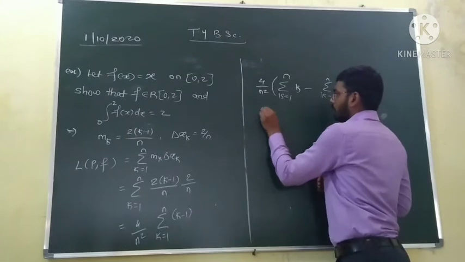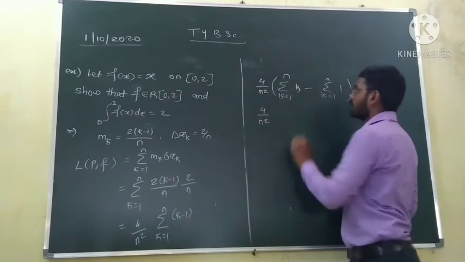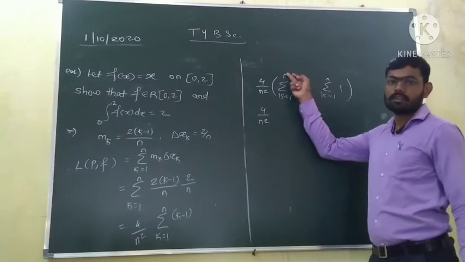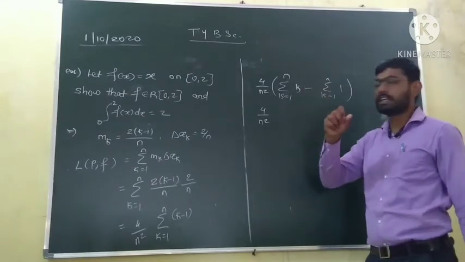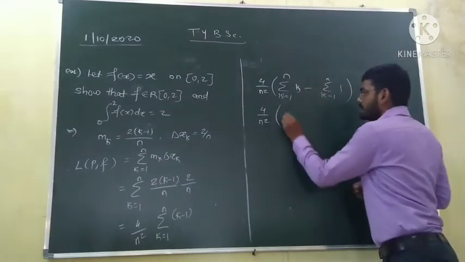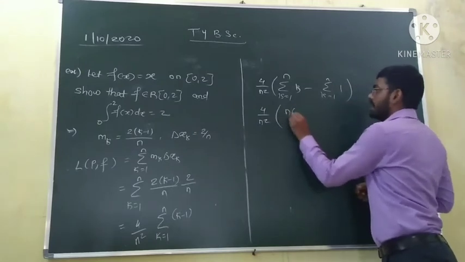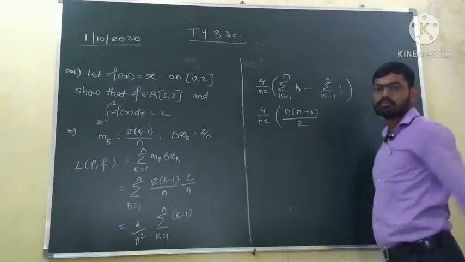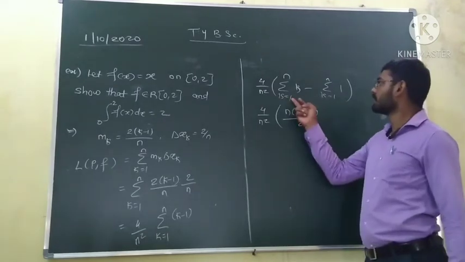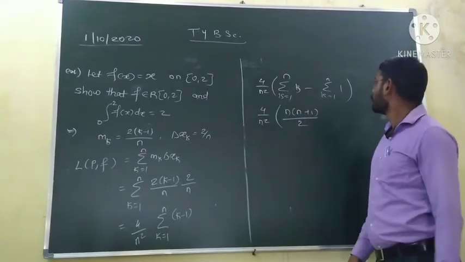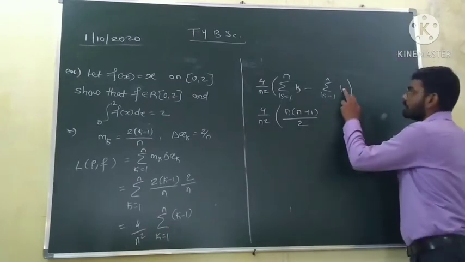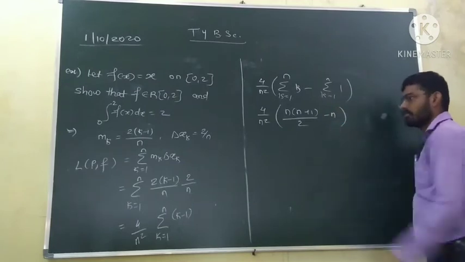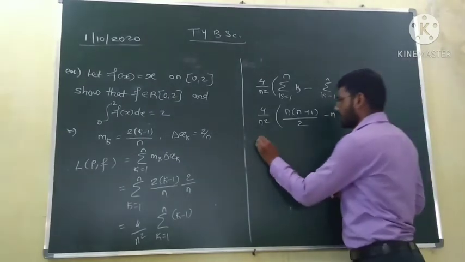So this becomes 4 by n square. Now we know the sum of k, k varies from 1 to n, has a formula, the sum of first n natural numbers, that is n into n plus 1 upon 2. Okay. Minus, add 1 n times, so minus n.